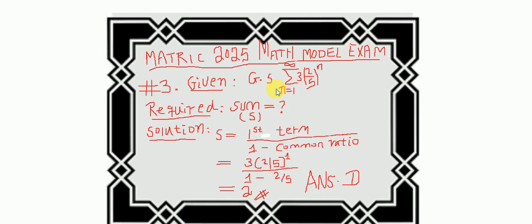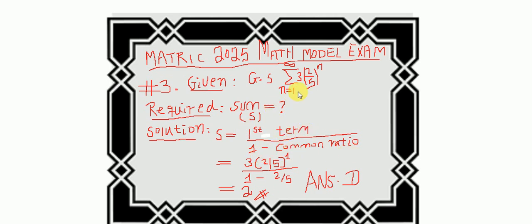So given, what? A geometric series is given. What is required? The sum. What is this? The sum of all these infinite numbers. The formula for the sum is the first term divided by 1 minus the common ratio.